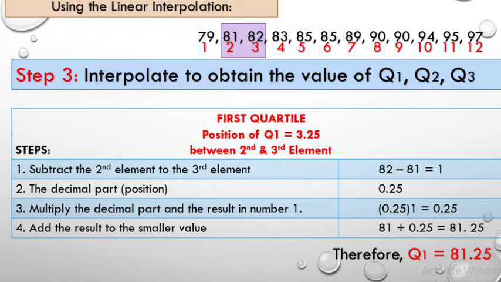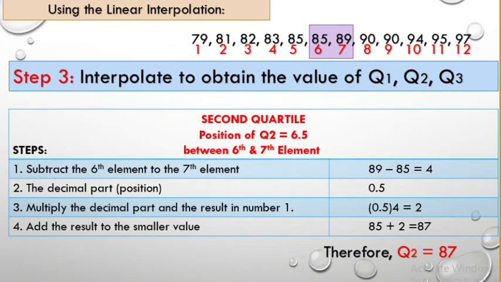And the last step, add the result to the smaller value. Our elements, the second and third elements na ginagamit ay ang 81 or ang second element ang may smaller value. Kaya 81 plus 0.25 is equal to 81.25. So therefore, our quartile 1 is 81.25. So medyo malapit naman po siya kanina dun sa nakuha natin using Mendenhall and Sinichich method.